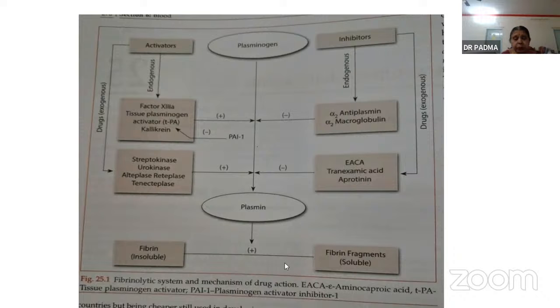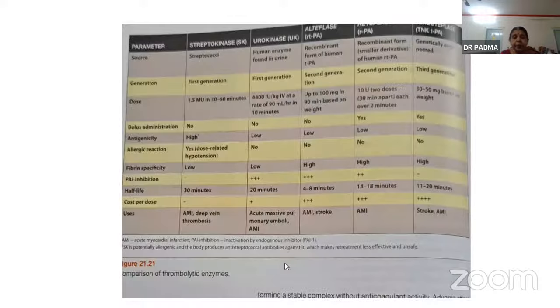Otherwise, the mechanism is the same for all of them. They activate plasminogen to plasmin, which will convert fibrin to fibrin fragments, which are soluble, and hence make the blood a fluid state, so that there is no question of clot, thrombus, or embolism. I have shown you here so that you can remember this. This should come in front of your eyes whenever you see any drug in ICUs or in your tests. Here I'll focus mainly on certain points, not all of them.